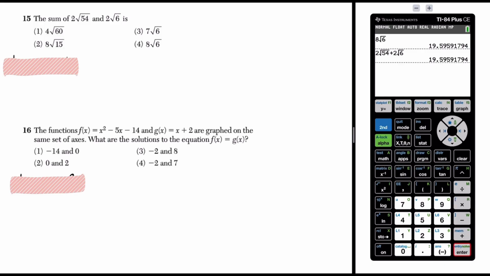Let's look at 15 and 16. We get 4 and 3. Check off with your work and stay here for the breakdown.